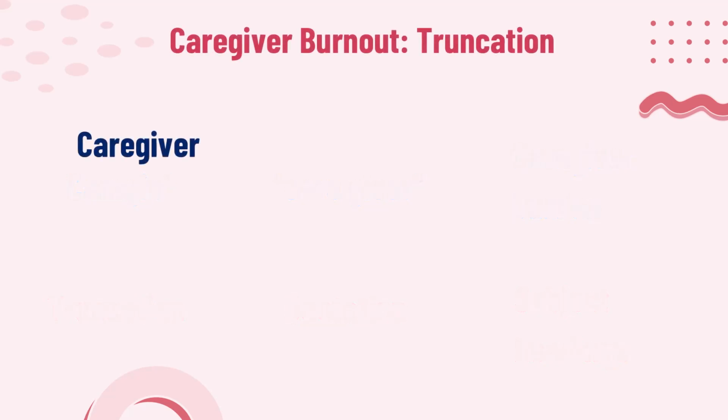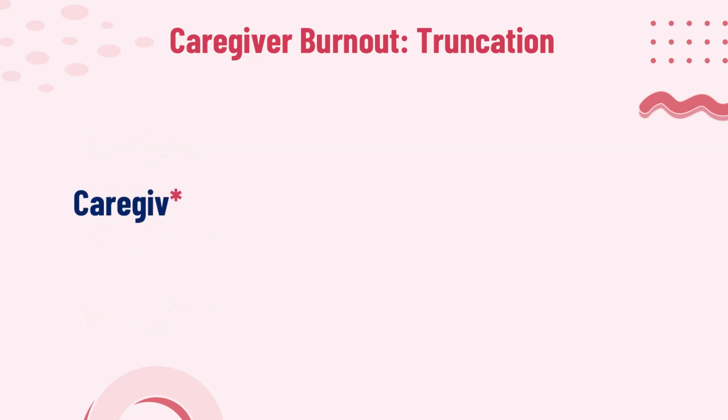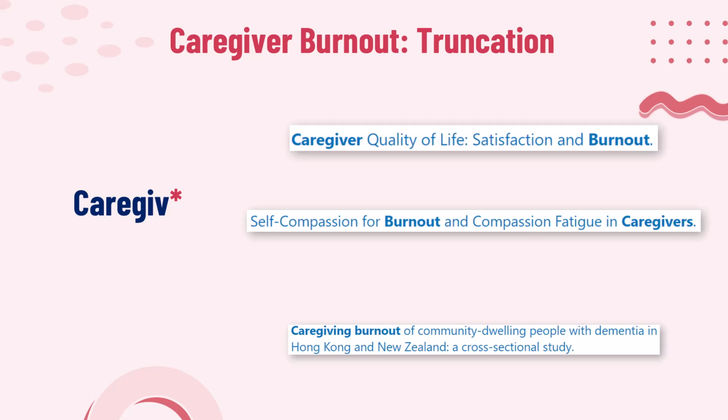Let's start with truncation, and this time I'll use the example of caregiver burnout. I would probably want to include the keywords caregiver, caregivers, and caregiving. Typing nearly identical words like these is a tedious process and can lead to spelling or other errors. Instead, I can type just the first part of the word, like this, and then add an asterisk to the end. When I add that asterisk, databases will automatically search for words that have any of the possible endings.